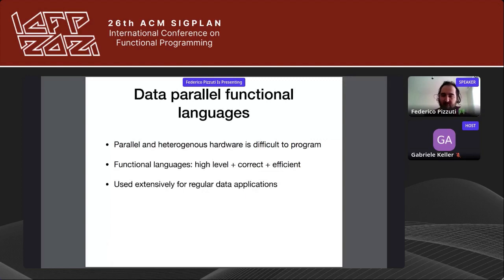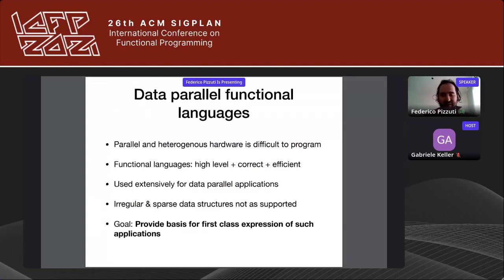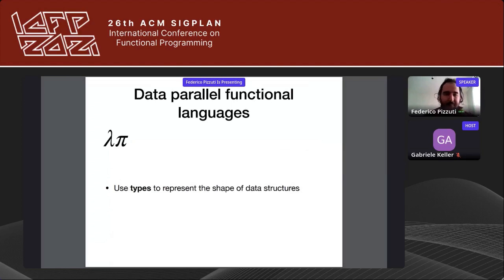We use this sort of system extensively for what we call regular data applications that work over relatively regularly shaped data. However, irregular and sparse data structures are not as well supported as the first use case. The goal for this talk is to show how we can provide a basis for the first-class expression of such sparse and irregular applications. And we're going to build up from the basics up to the desired level.